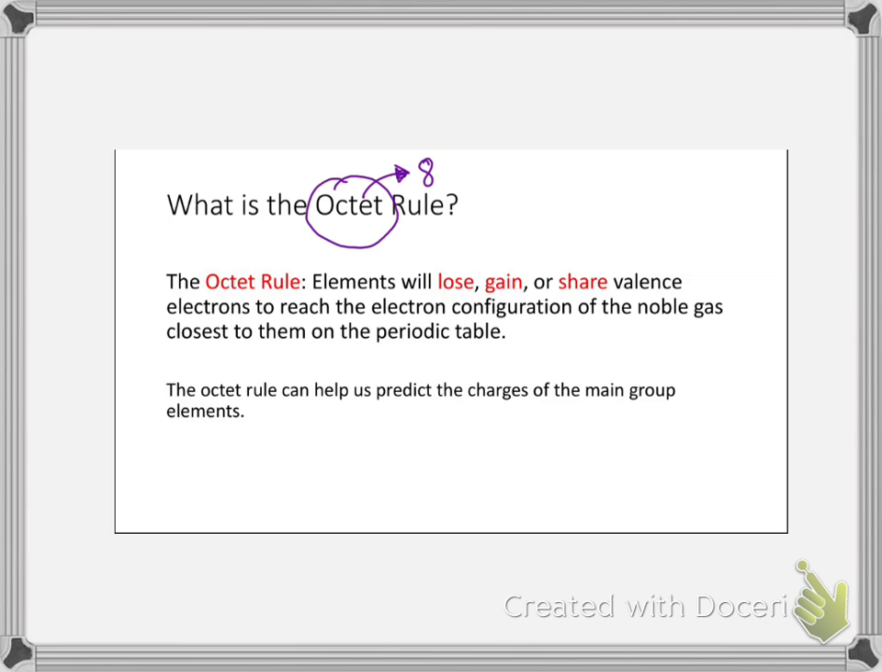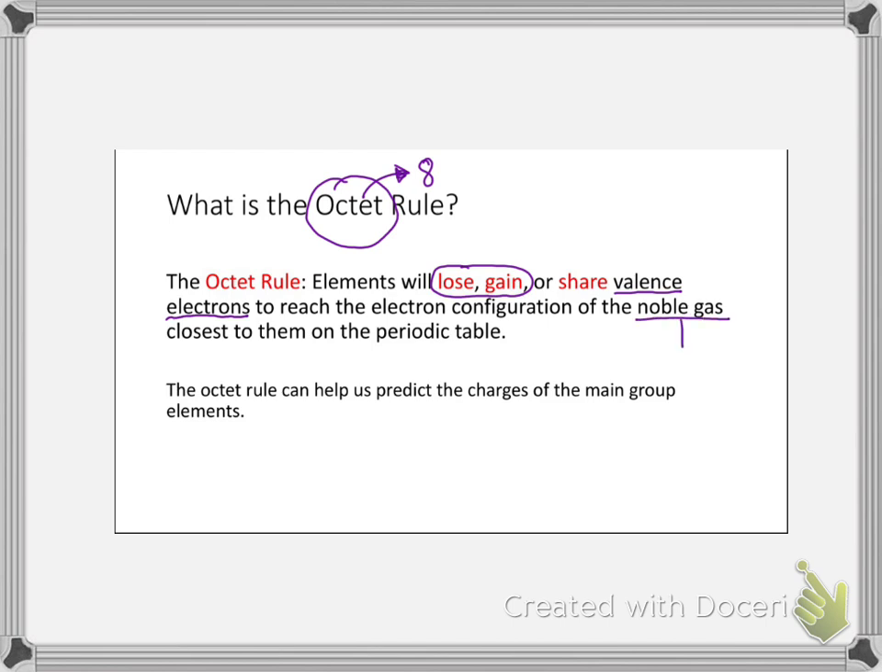So we're going to start with ionic bonding. So we're going to be thinking about the losing and gaining of valence electrons. Remember, valence electrons are the outermost electrons, and they're the ones that play a part in reactions and bonding. So we're going to think about losing and gaining, and then it mentions electron configuration of the noble gases.